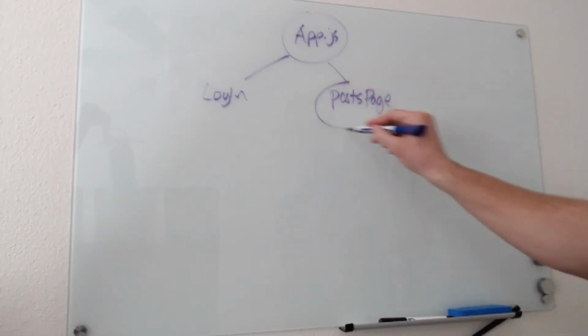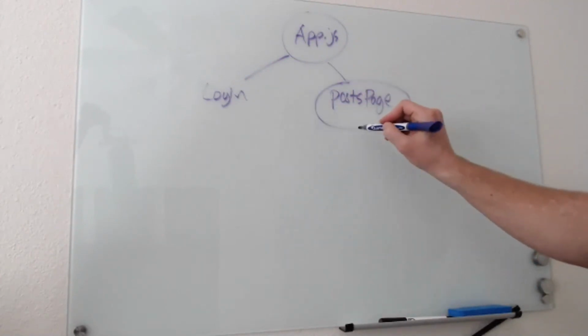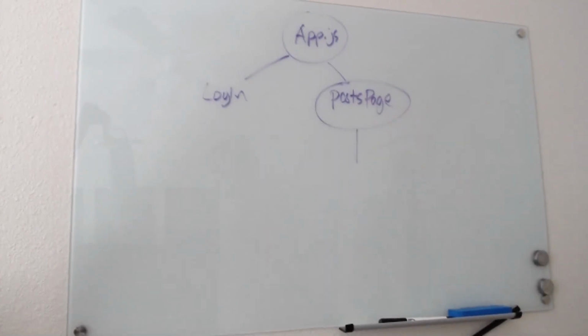And then post page has, let me look at the file structure we have here. I go to day 2 README. It's got that diagram. Okay, we've got a search bar.